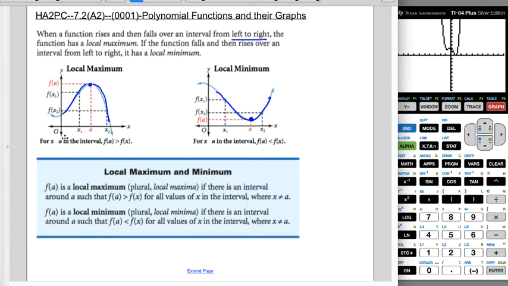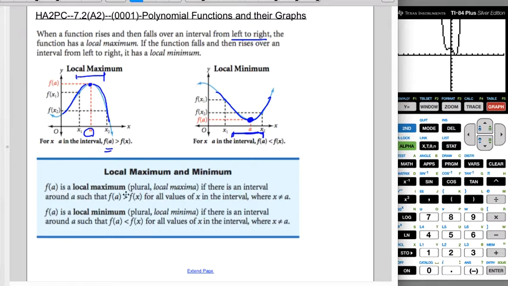right? So the logic of this is that for any interval around this a, on both sides of a, f of a is the highest value if it is a local max. And it has to be an interval that surrounds a, so on both sides of a, to the left and right. Is that the highest y value on the entire interval? Same thing here for a minimum. We're looking on any interval around a, to the left and right of a. Is f of a the lowest y value? And you can see that down here.